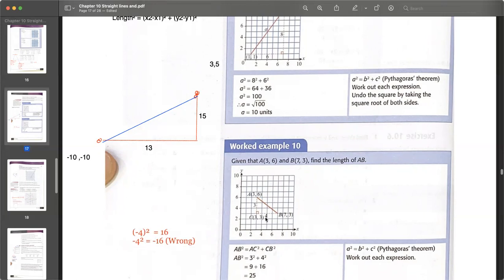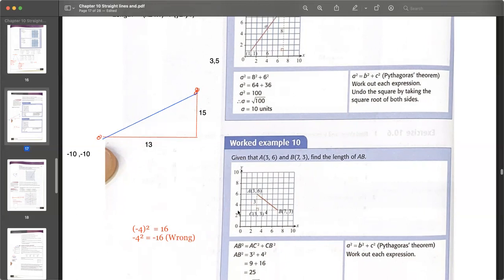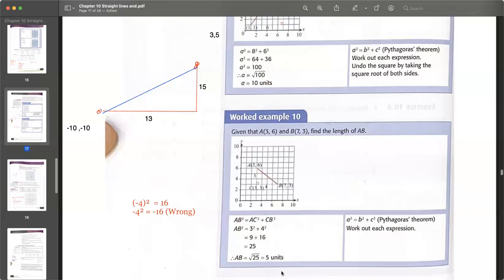So if you want, just take big minus small, big minus small. So you get 3 here, 4 here. So 4 square plus 3 square, you get 25. Then we square root it, you get 5 units. This is the Pythagoras theorem.